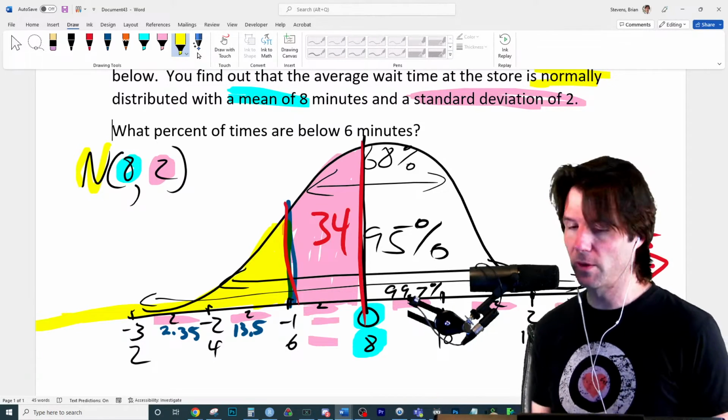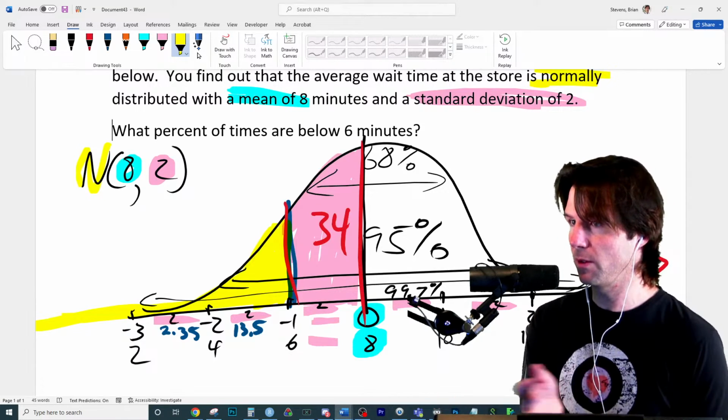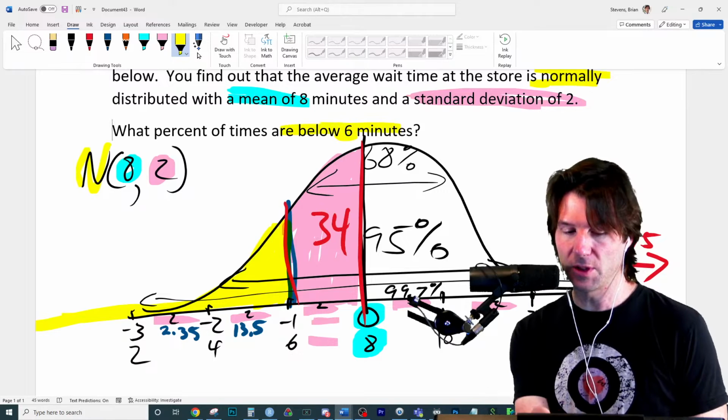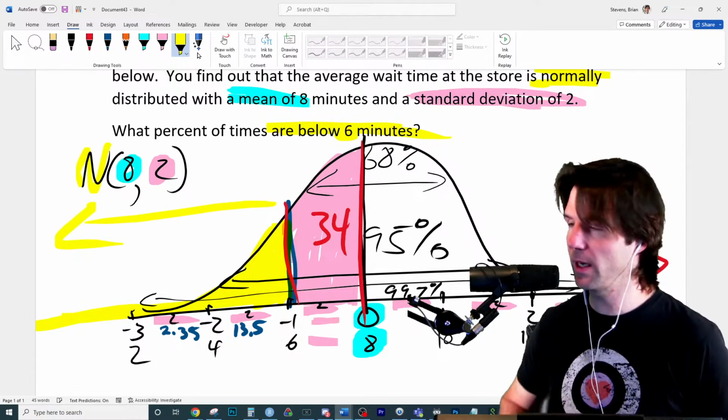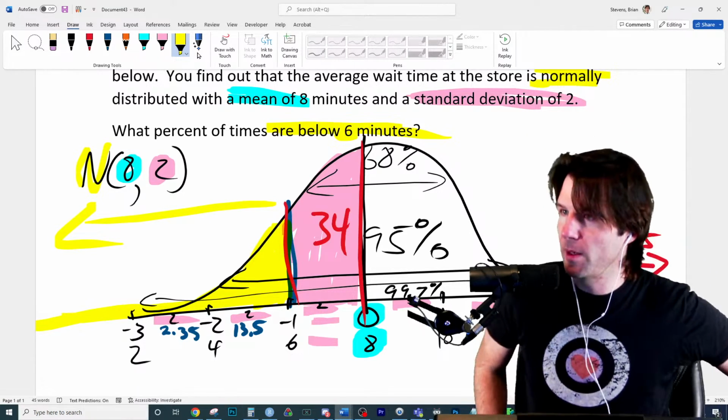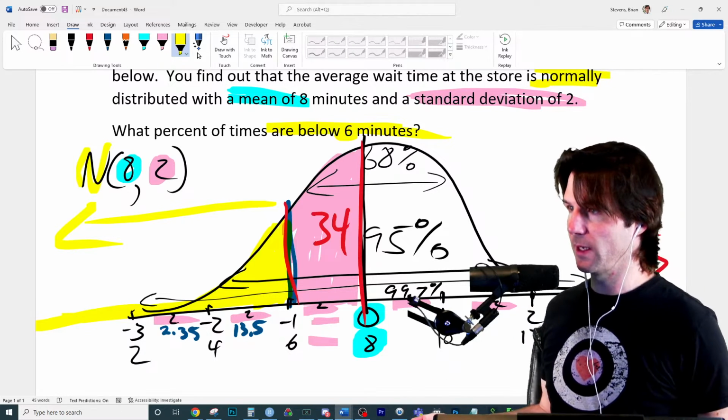$16, yep. So now you could just go below, you're just shading. Does everyone see where we're going below 6 minutes? So you're just going this way, and there's the answer. So it becomes a much easier question. We say below 6 minutes.